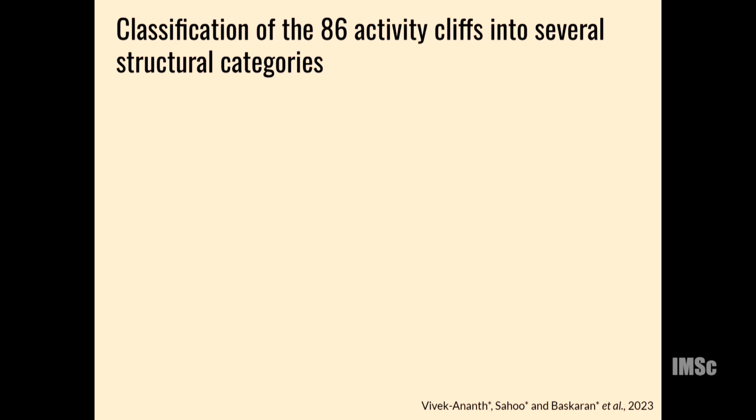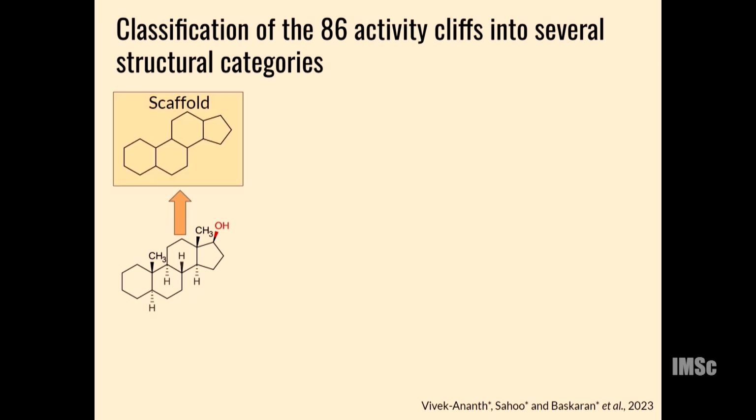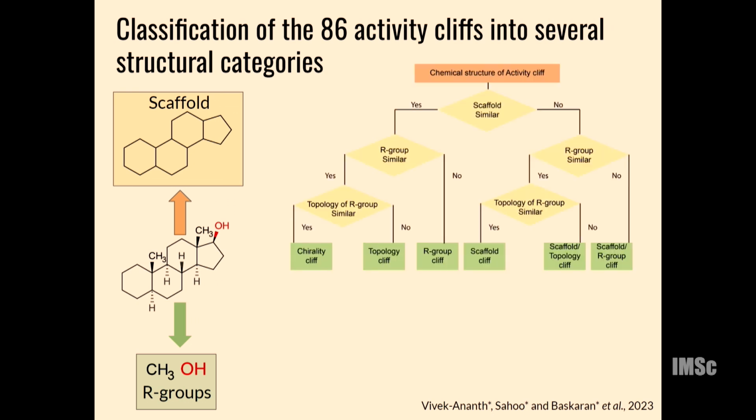The next obvious question that we ask is, are there any structural features behind the formation of activity cliffs? For a chemical, one can take the scaffold, which is the core structural framework, and one can also take the R groups which are connected to the scaffold, and one can also consider the position at which these R groups are connected.